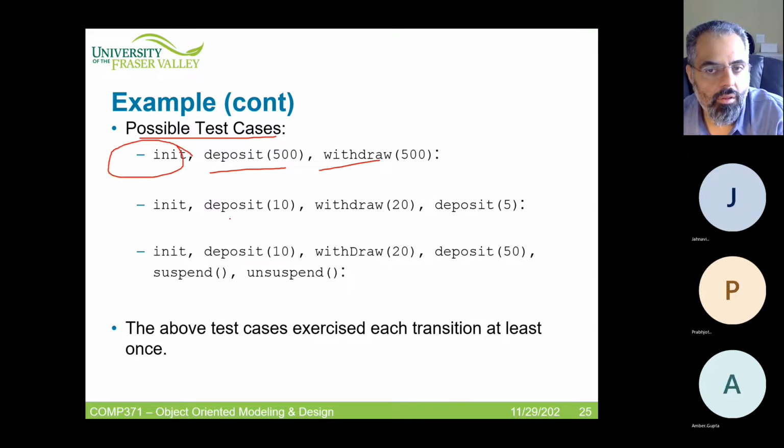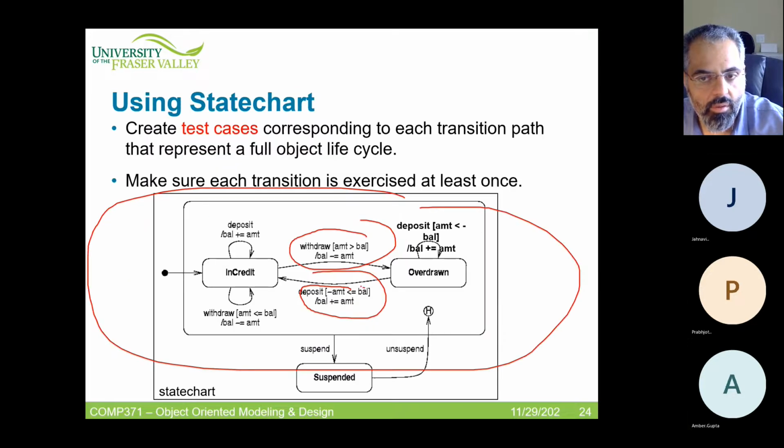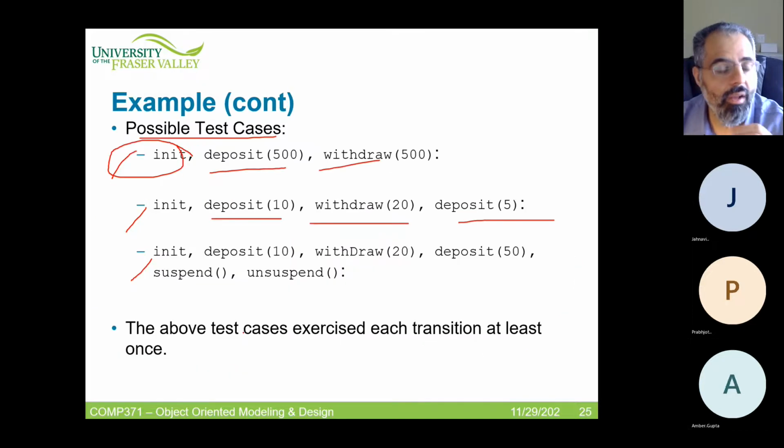And here, deposit 10, withdraw, and then we will have deposit 5. So we will take this as a test case. This test case tells us what the input is and what the expected result should be. Each one of them is a test case per transition. So I have already created a test case for unit test level using the state chart.